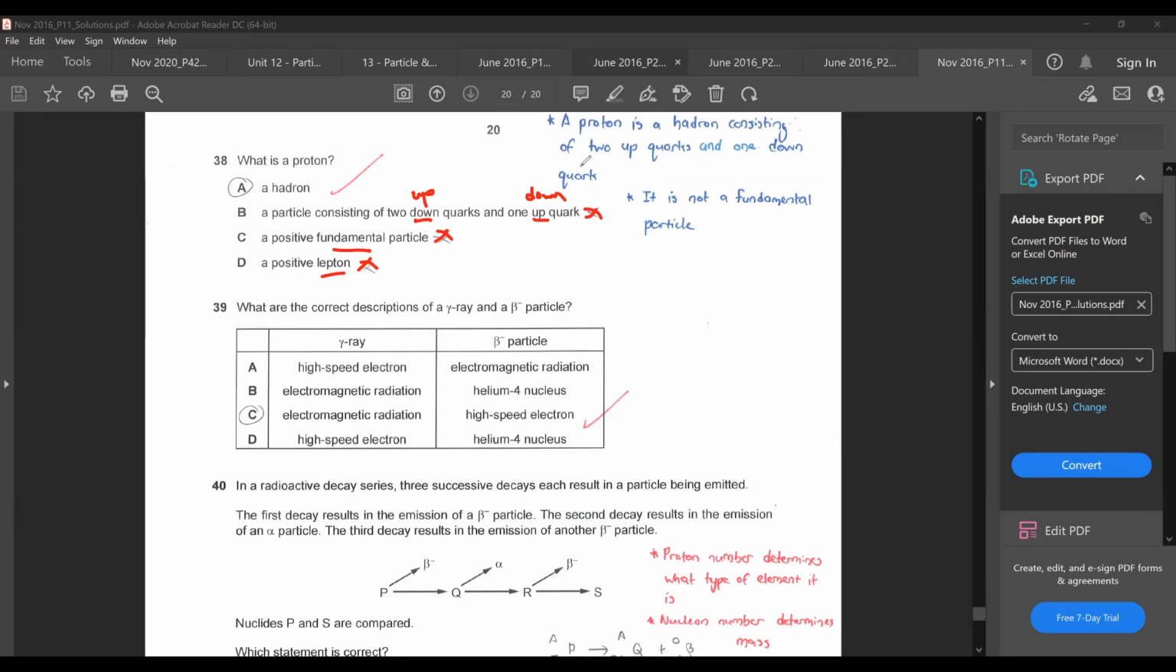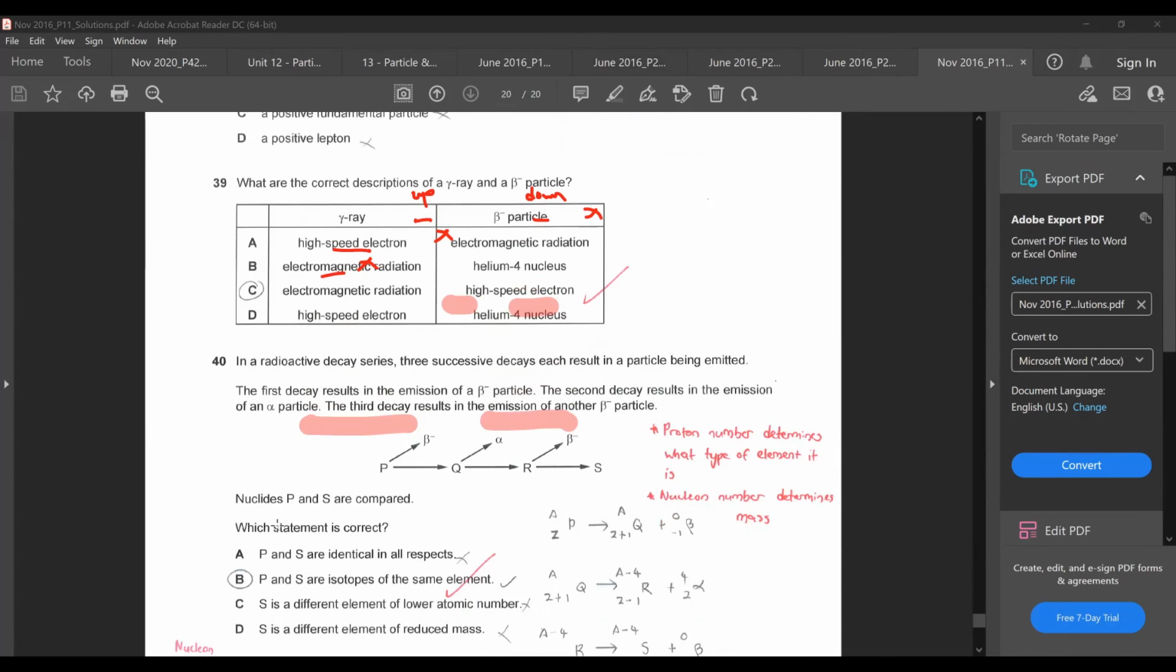So what are the correct descriptions of gamma ray and beta minus particle? As I mentioned to you, gamma ray is EM radiation. Beta minus particle is basically your electron. So the answer is C. Right? So that one is okay.